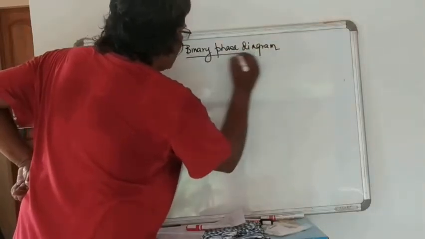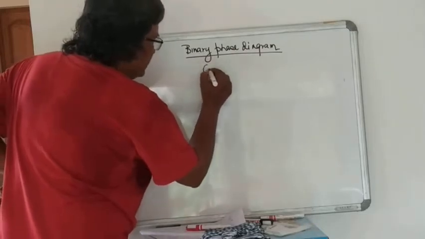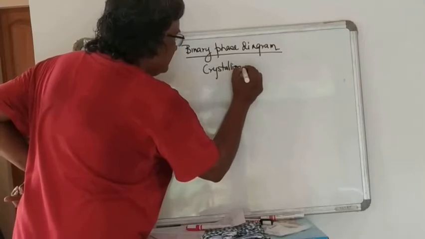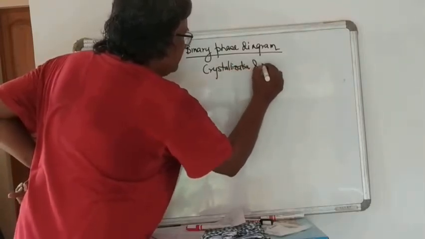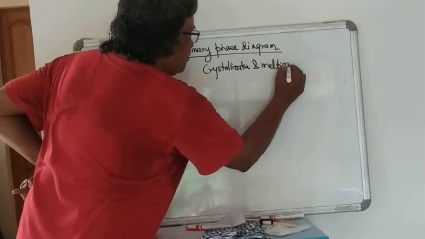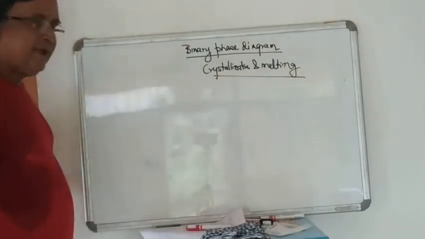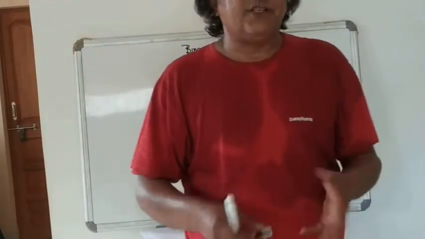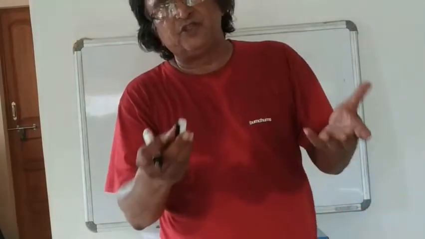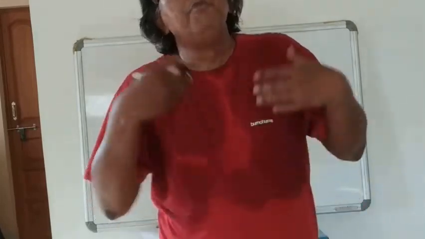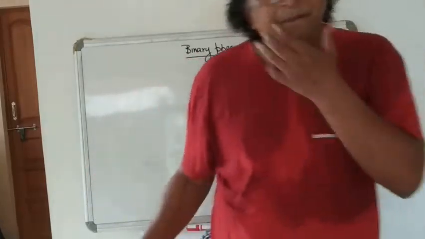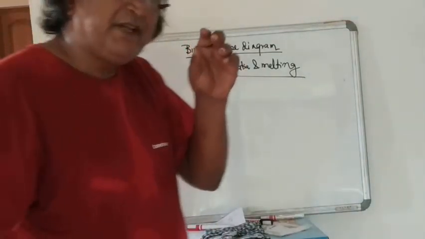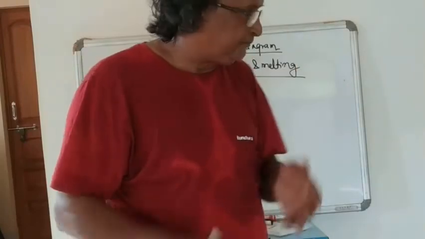Now, we will try and understand crystallization and melt. How does it happen? Remember, a rock comprises of minerals. So, when you crystallize a magma, you produce the minerals. And when you melt the minerals, you produce the magma. How is it done? But before that, I will make a little bit of introduction to you.